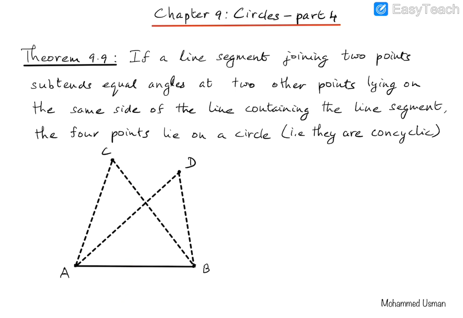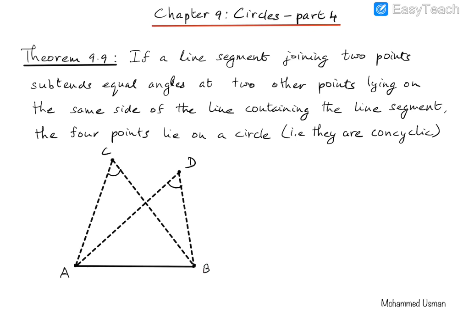In this case we have it above, but the condition is that the two points must be on the same side of the line segment. And if we have two such points on the same side, and if the line segment AB subtends equal angles at both those points, that means if angle ACB is equal to angle ADB, then what this theorem states is that all these 4 points A, B, C and D will fall on a circle. That means we can draw a circle which passes through all these 4 points.